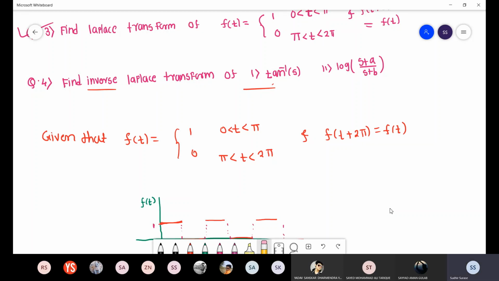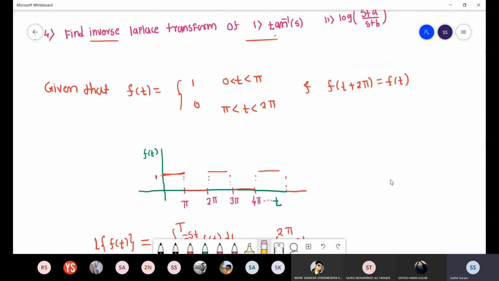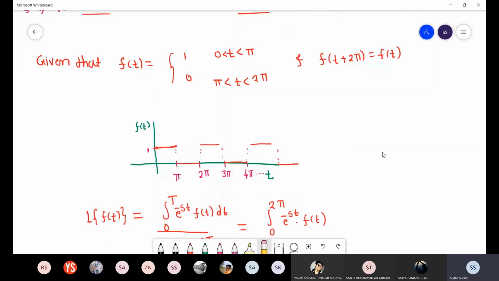So this was the given example, and in this example we see that in the interval 0 to pi we have value 1. And in the interval pi to 2 pi the value is 0. So this is the fundamental period. What is that? 2 pi. So the function f of t plus 2 pi equals f of t. That means this is 2 pi periodic.